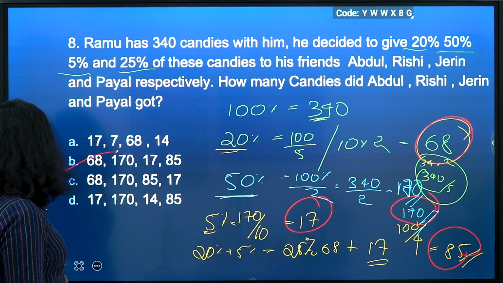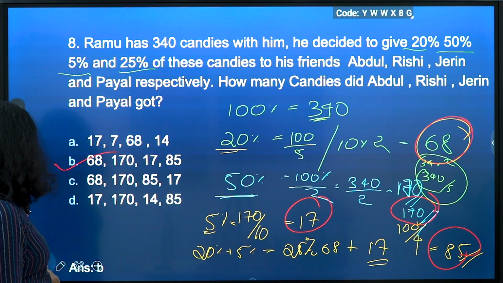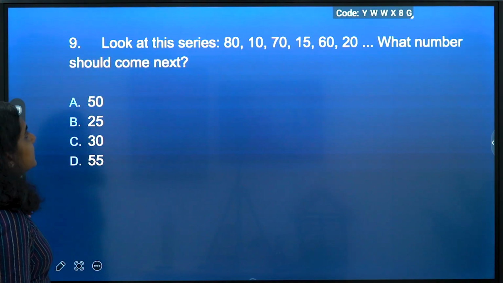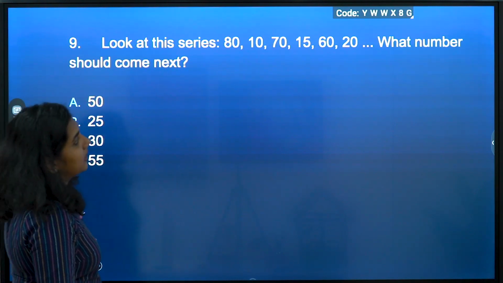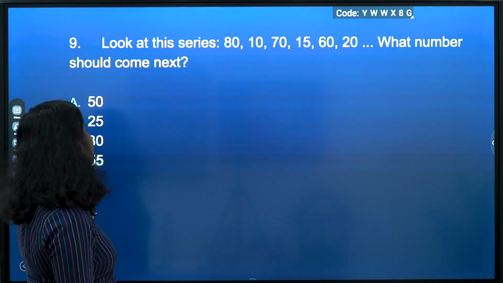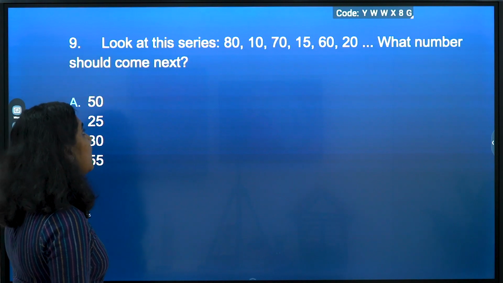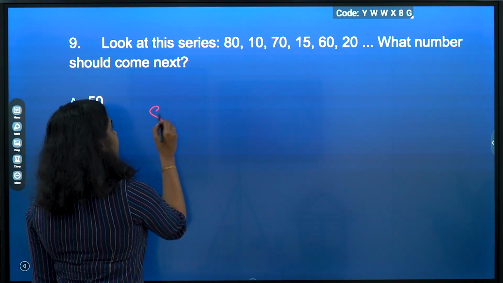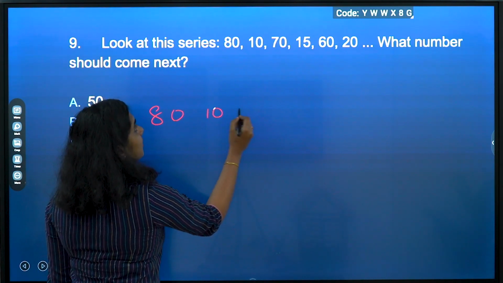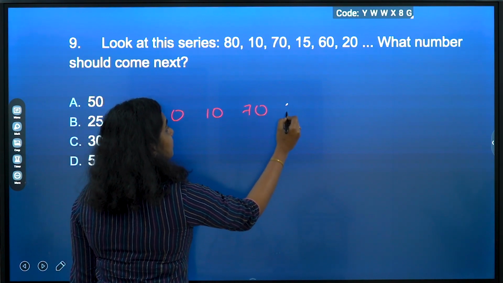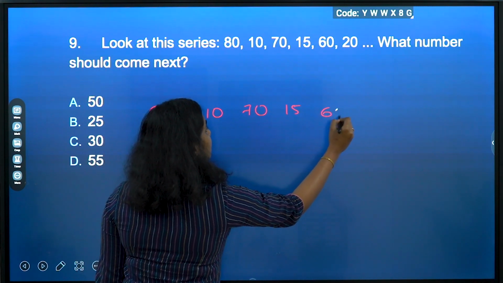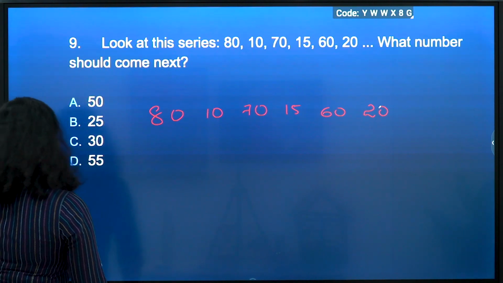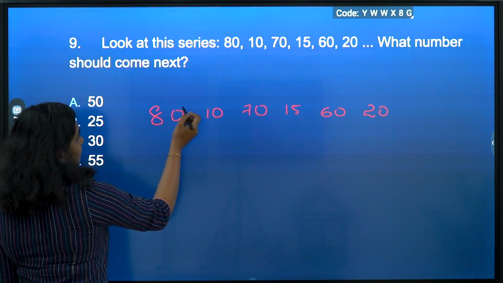Okay. Now moving on to the next question. Look at this series: 80, 10, 70, 15, 60, 20. What number should come next? Okay. So let's write it down. 80, 10, 70, 15, 60, 20. Okay, you have to check the alternative numbers.